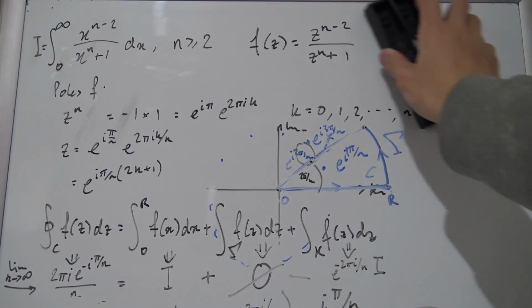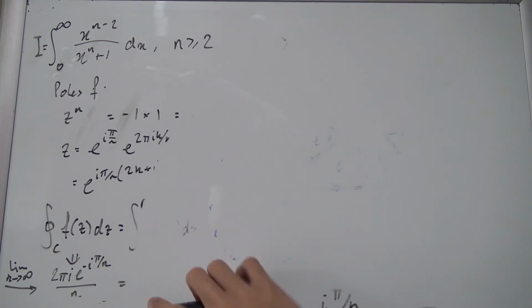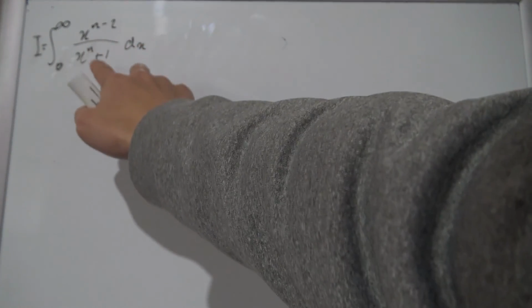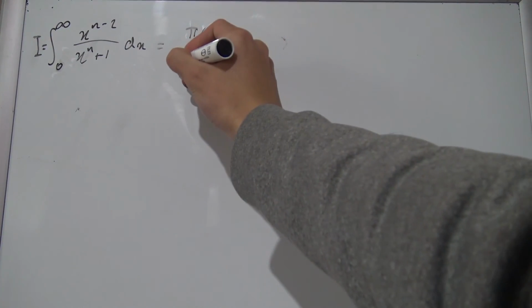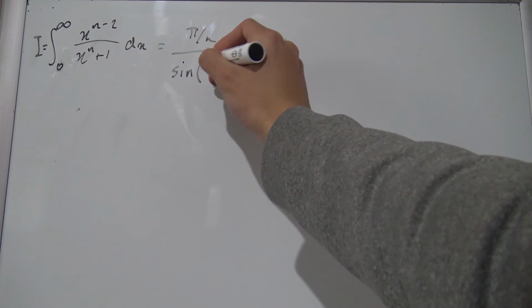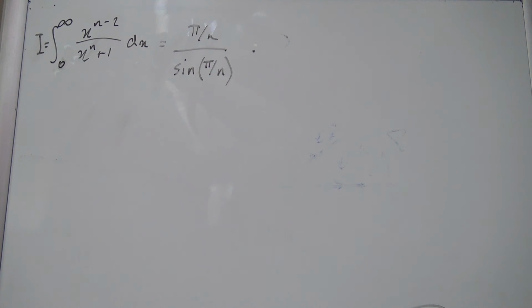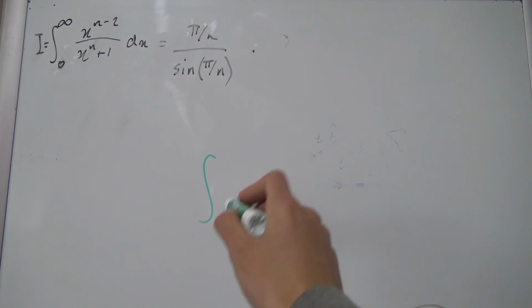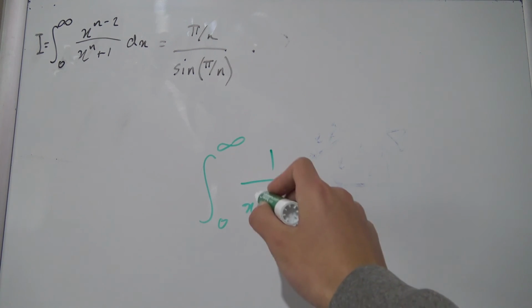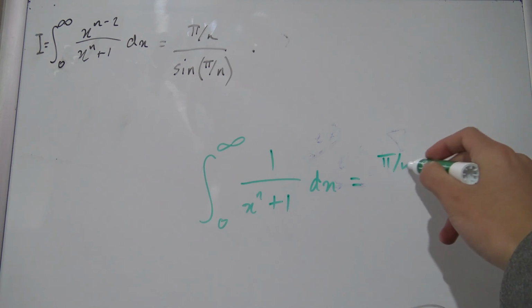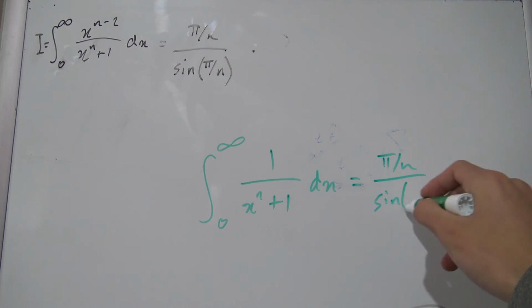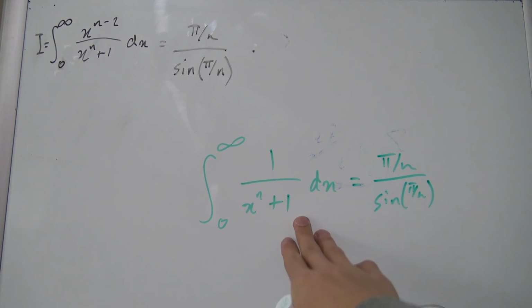So in the end, after all of that work, we found our final result, that the integral from 0 to infinity of x to the n minus 2 over x to the n plus 1 is exactly pi over n over the sine of pi over n. A really nice thing about this result is that if you've watched Dr. Payam's video on the integral from 0 to infinity of 1 over x to the n plus 1, you'll know that it gives the exact same result, which is pi over n over sine of pi over n. And that's the value of this integral right here.